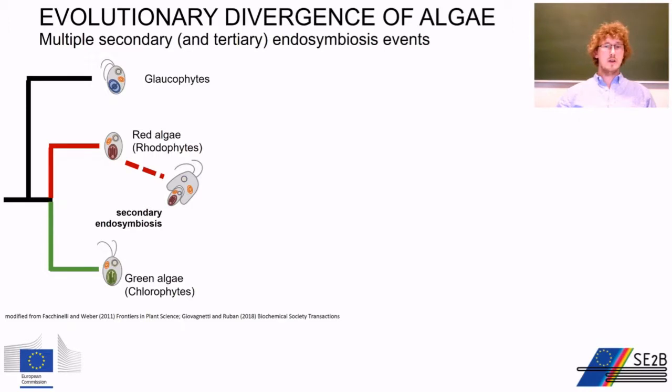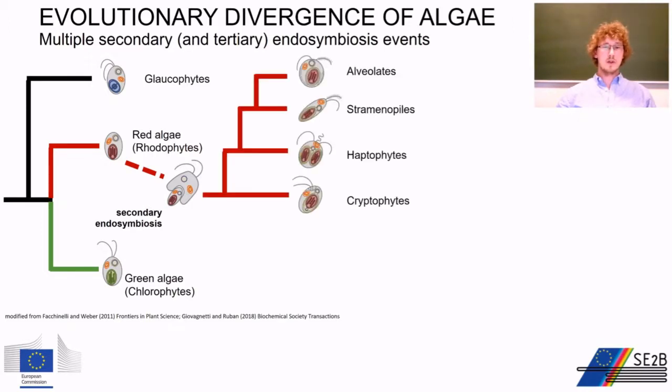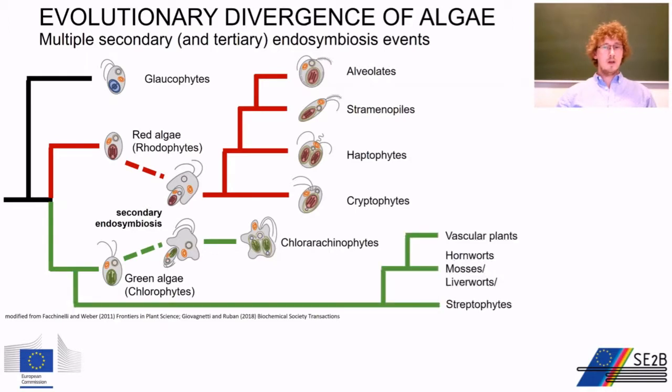The red algae secondary endosymbiosis gave rise to what we now know as cryptophytes, which later developed on further into haptophytes, stramenopiles, which incorporate also brown algae, and diatoms, and the alveolates, which incorporate the dinoflagellates. In the green lineage, there was also a secondary endosymbiosis event, which gave rise to the chlorarachniophytes.